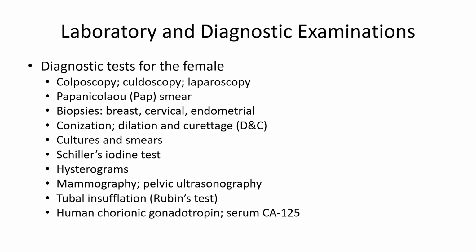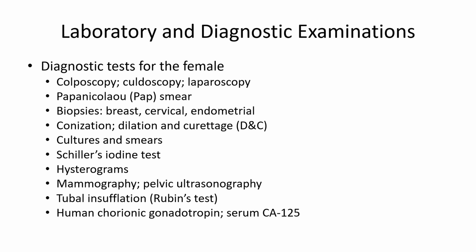Now, if the tubes are occluded, if there is a problem with the tubes, that gas cannot escape from the tubes and the patient is not going to report any pain. Okay, so make sure that you know what a tubal insufflation is. What is a Rubens test? We're putting gas, we're blowing up or filling with gas the fallopian tubes with carbon dioxide. And why are we doing it?